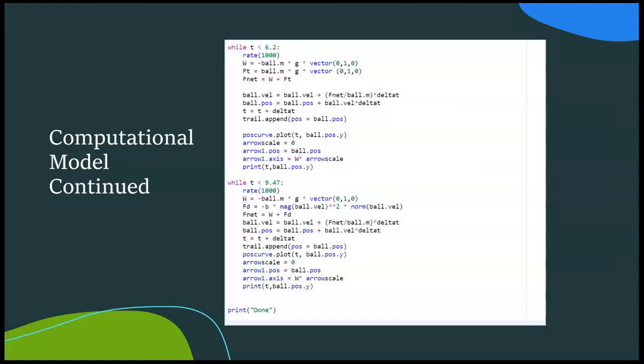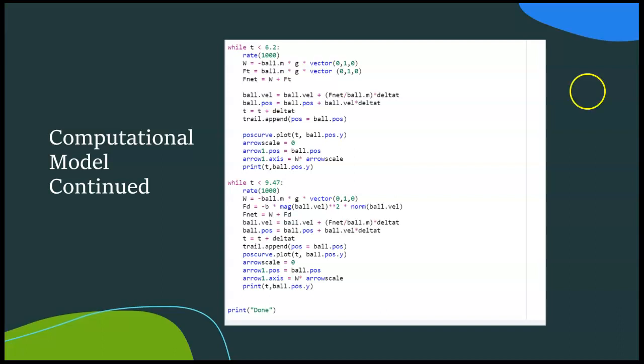In our first calculation loop, we calculate the time before the top reaches the bottom. Until the time reaches 6.2 seconds, we define weight to be negative mg, the tension force to be mg in the opposite direction, and the net force to be the sum of the two forces. We use the position update formula and the velocity update formula to append the position, and we plot it to calculate the changes in position on the y position of the ball.